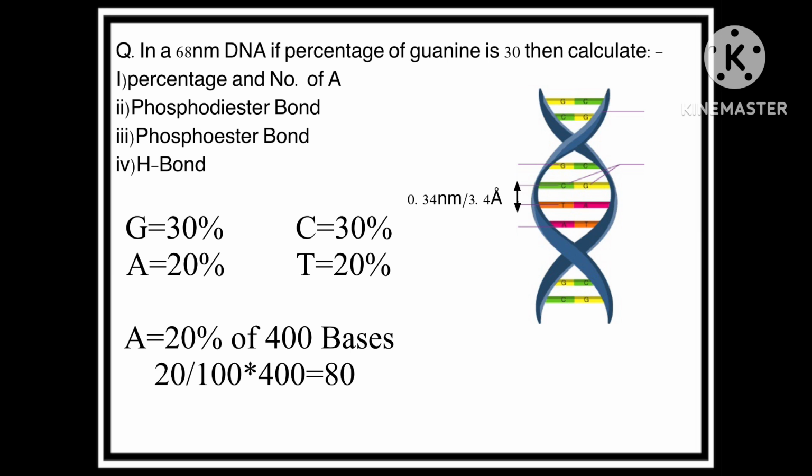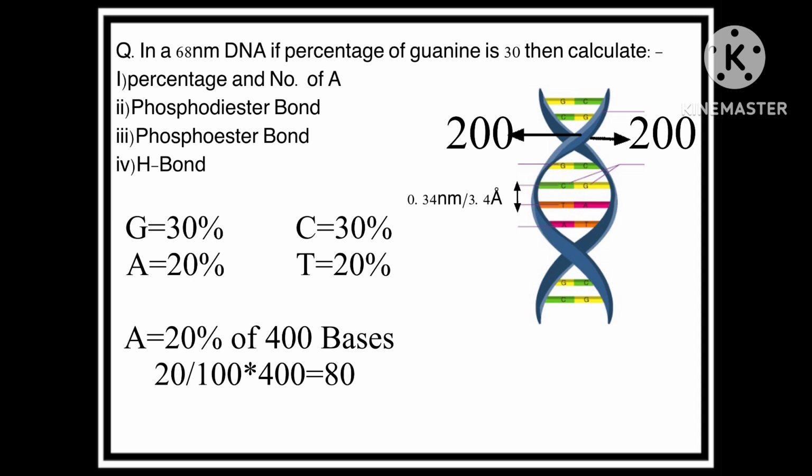The G is 30% as given in the question, and if G is 30% then C will also be 30% by Chargaff's rule. And from the previous step we know we have 200 base pairs, so there must be 200 bases in each strand, for a total of 400 bases. So we will find 20% of 400 bases. By simple math you will get the total number of A in that particular DNA, which is 80, and similarly T will also be 80. By this you can also find the total number of G, which is 30% of 400, but it's not asked in the question, so we will not do it here.